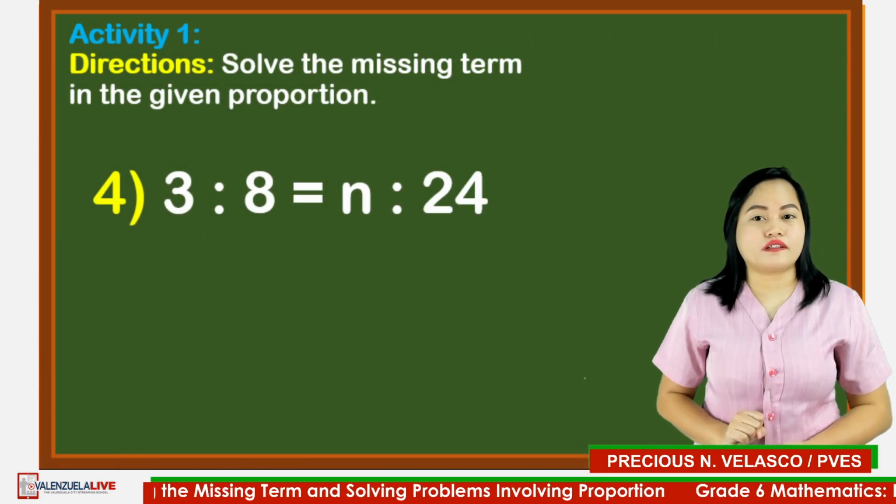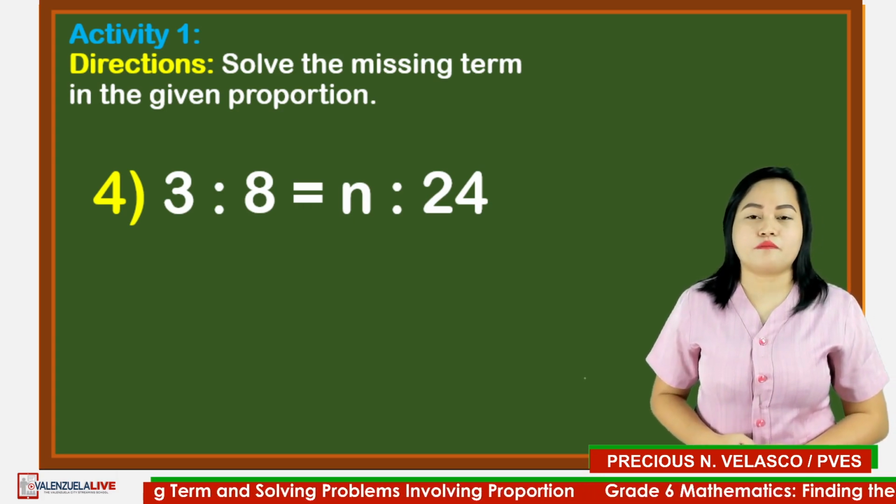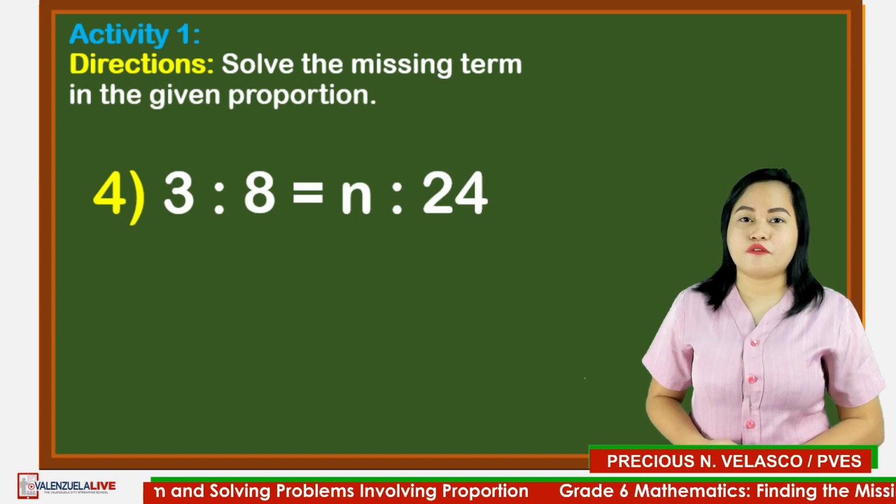So we have 3 is to n is equivalent to 3 is to 8, is equivalent to n is to 24.